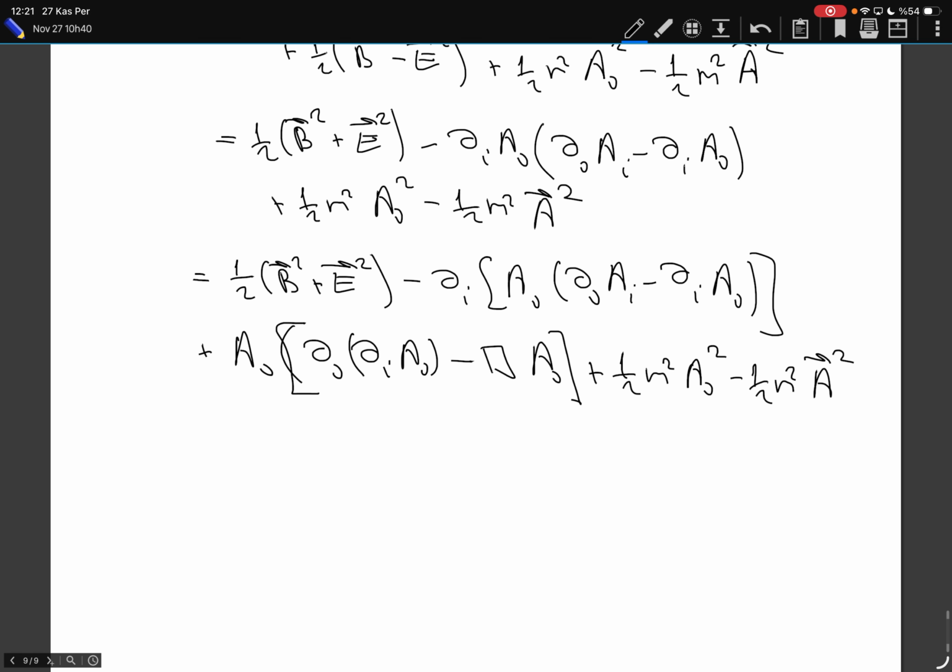Okay, what did I achieve here? Well, this term is a total derivative, so that's not a problem. It will just add a constant to my energy momentum density, energy density. Now, what about the other terms?